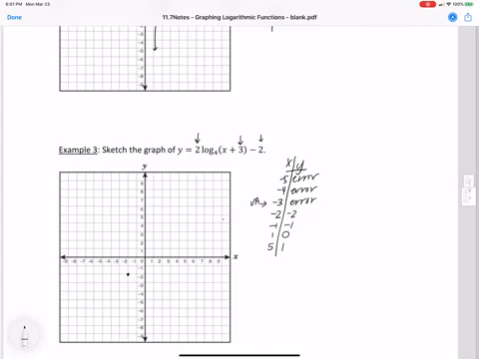All right, then we're going to graph -1, -1. Then we're going to graph 1, 0. And then we're going to graph 5, 1. And again, you can see what that graph's doing.